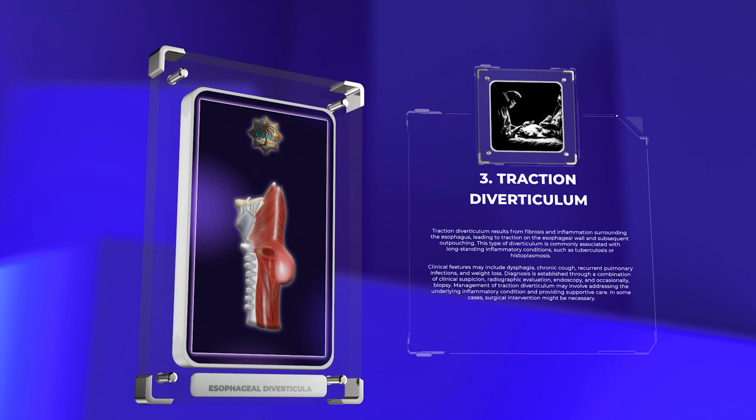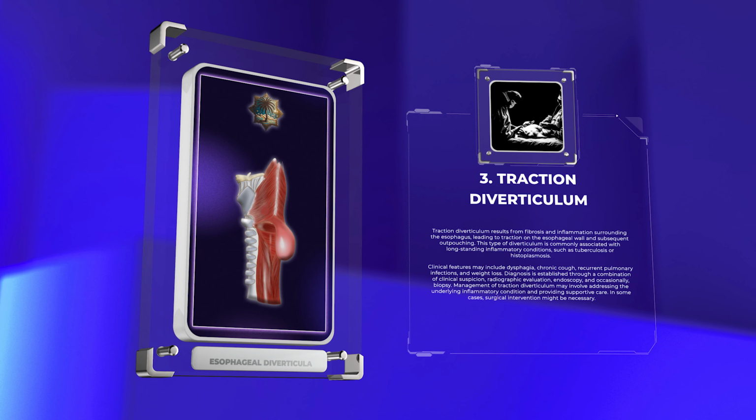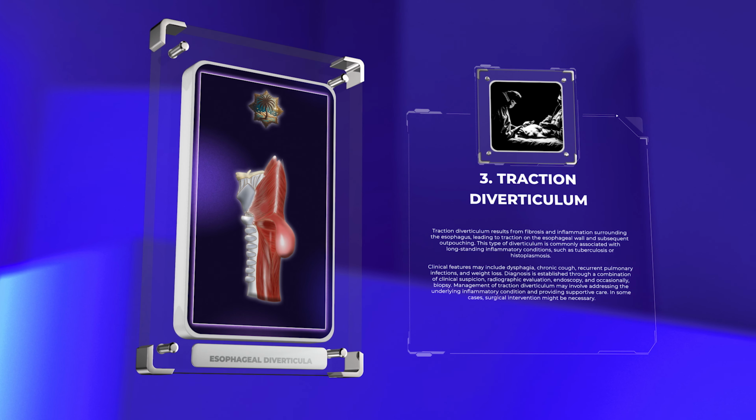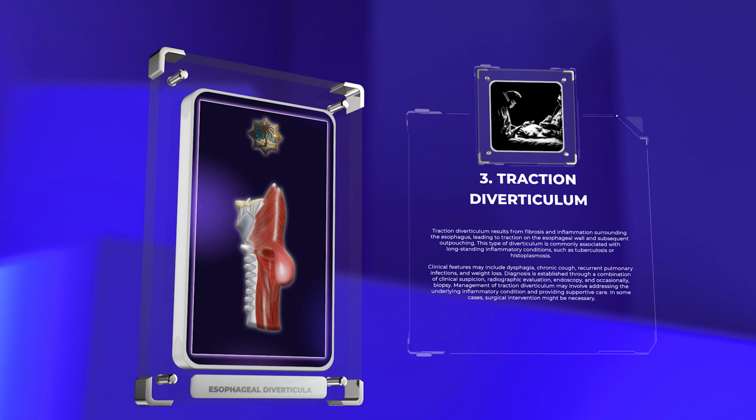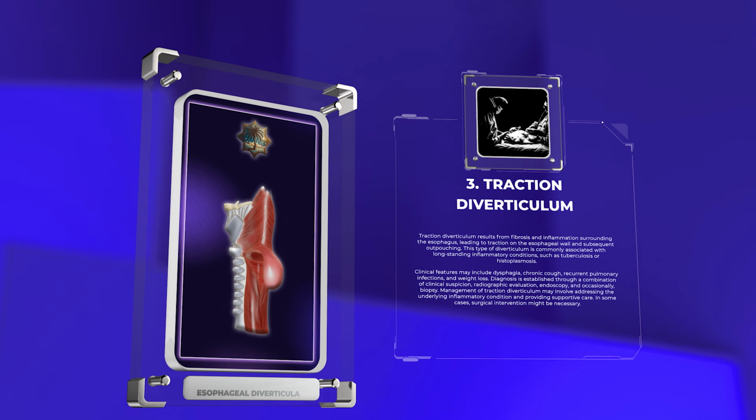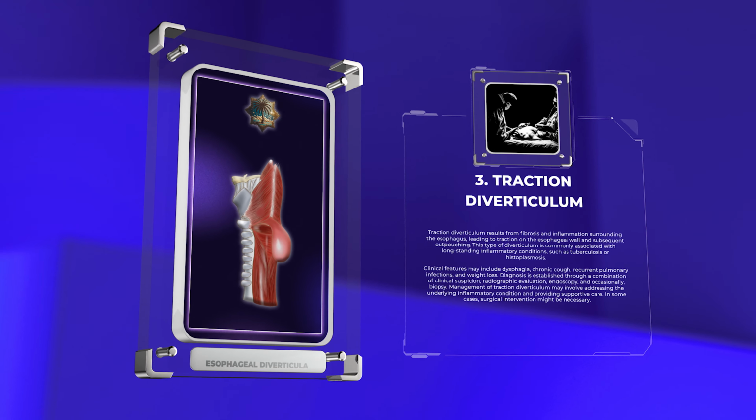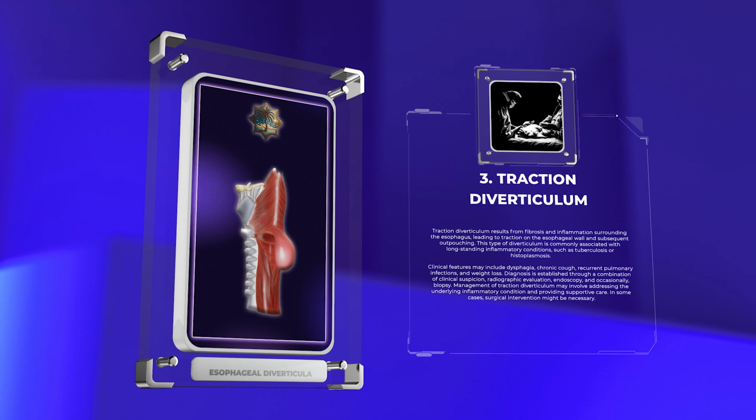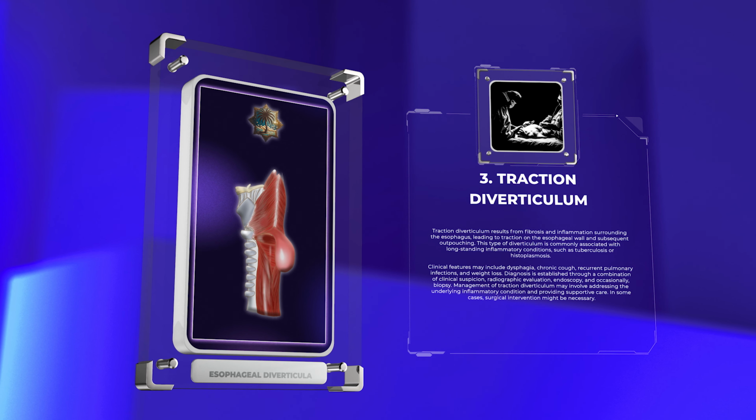Diagnosis is established through a combination of clinical suspicion, radiographic evaluation, endoscopy, and occasionally, biopsy. Management of traction diverticulum may involve addressing the underlying inflammatory condition and providing supportive care. In some cases, surgical intervention might be necessary.